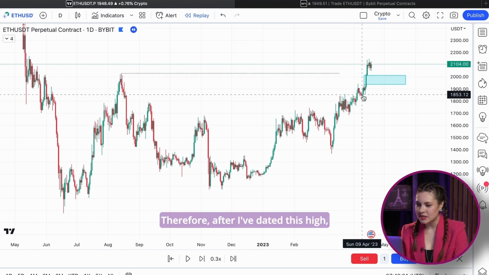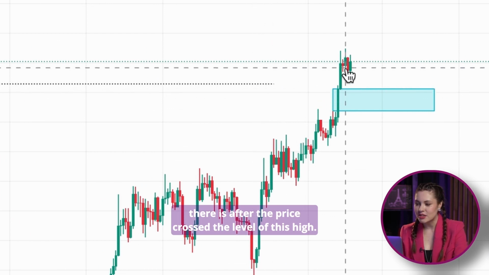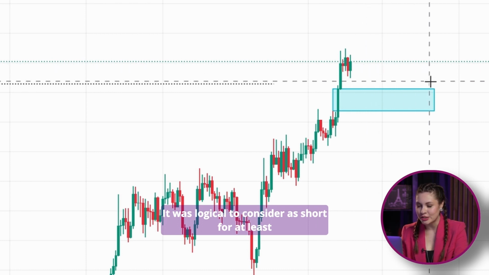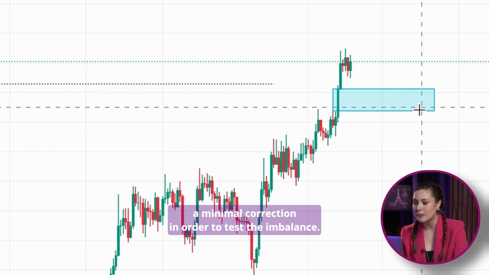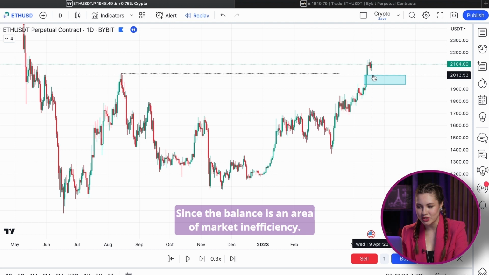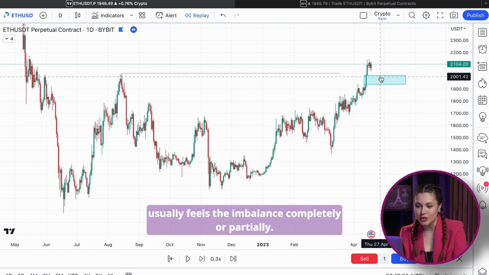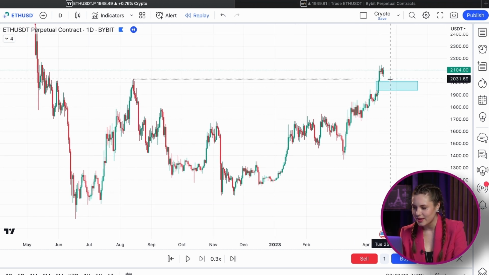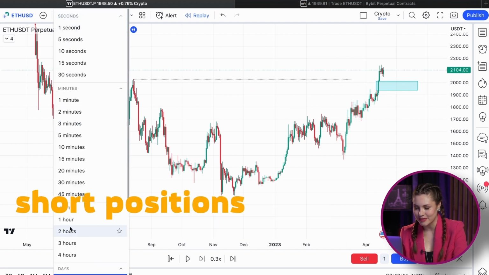Therefore, after I updated this high, that is, after the price crossed the level of this high, it was logical to consider a short for at least a minimal correction in order to test the imbalance. Since the imbalance is an area of market inefficiency, and in order to soften positions, a major player usually fills the imbalance completely or partially. In this situation, I considered only short positions.